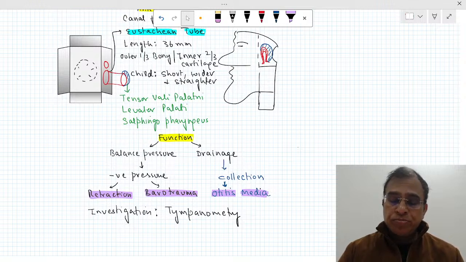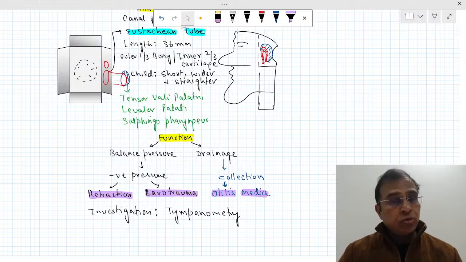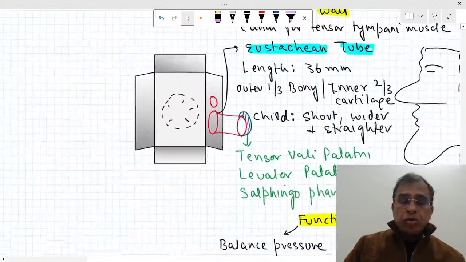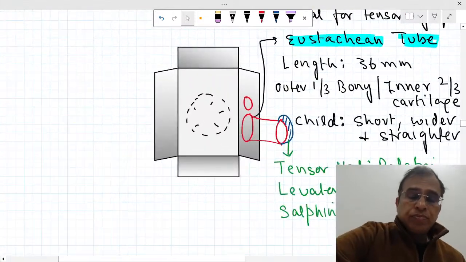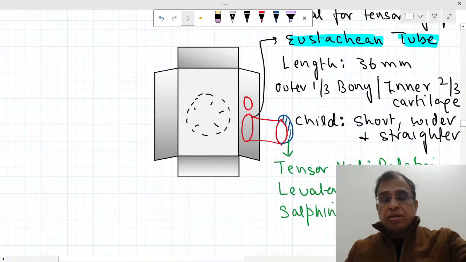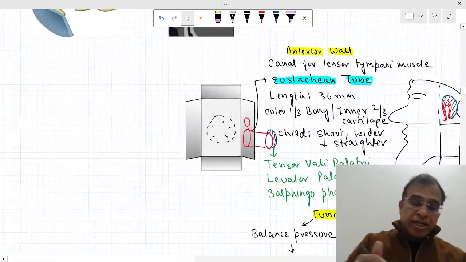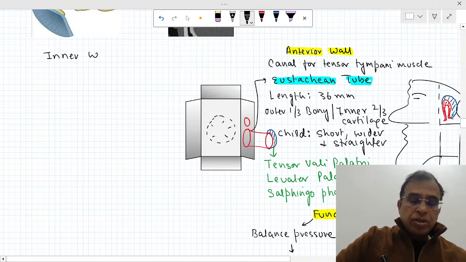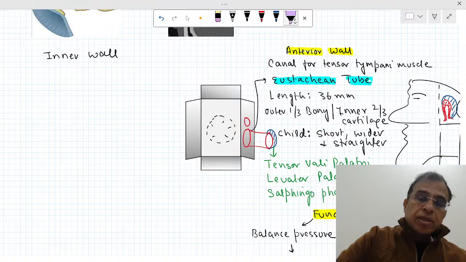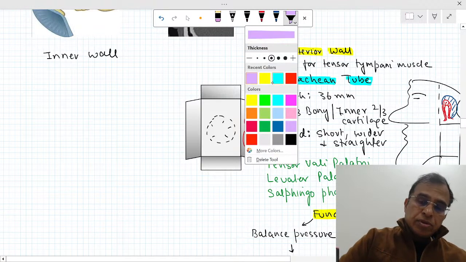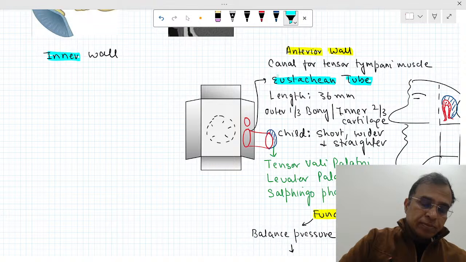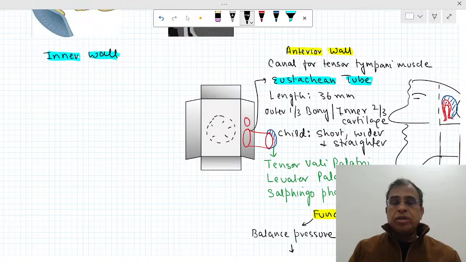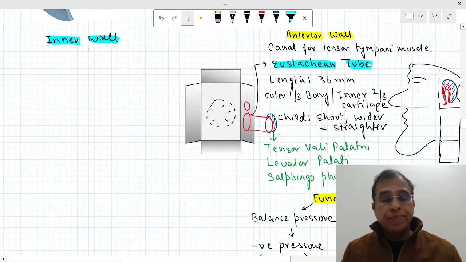Which wall is left now? I'm sure you are talking about the posterior wall, isn't it? Yes, but before the posterior wall, I want to complete the inner wall. Inner wall, a few points I still need to tell you. So first I will talk about the inner wall, which is the medial wall, and then we'll talk about the posterior wall. In the inner wall of the middle ear, you know one thing already. You know about a bulge called the promontory.